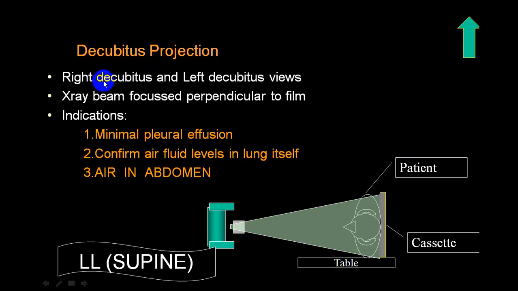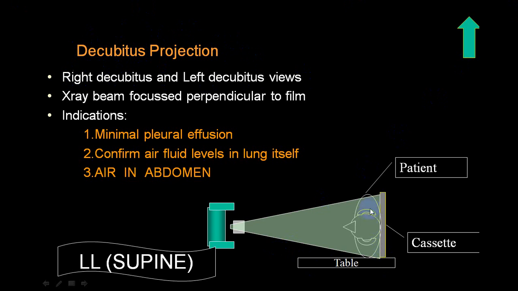Air always goes to the top. So if there is a hydropneumothorax on the right side, you can ask for a right lateral decubitus. If it is on the left side, a left lateral decubitus, because fluid will come to the bottom and air will be on the top. So you will be able to differentiate much better. So minimal pleural effusion, to confirm an air fluid level, air in the abdomen, etc., you will ask for a decubitus, and which decubitus, right side or left side, that is particular.